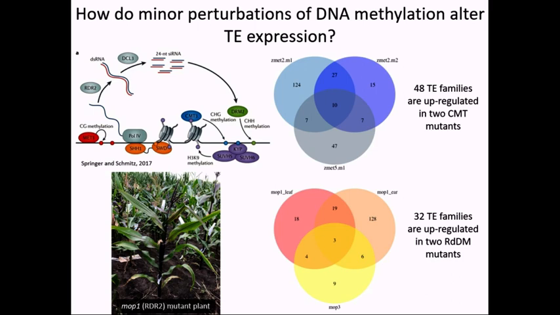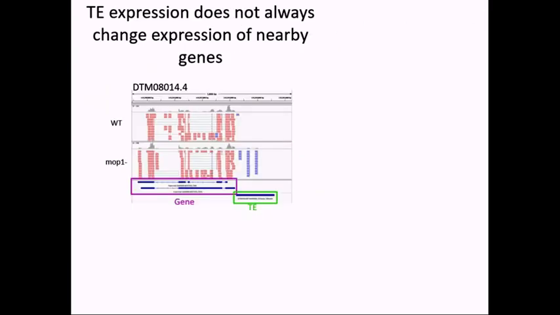So we can count families that are changed in an environment or a genotype. One of the things that's interesting now is that we can compare expression. So here's a case where in the mutant, this transposon that's in green, we see lots of reads coming from it. So this transposon is turned on in the mutant. The gene isn't affected. It's expressed at the same level in the mutant and wild type.